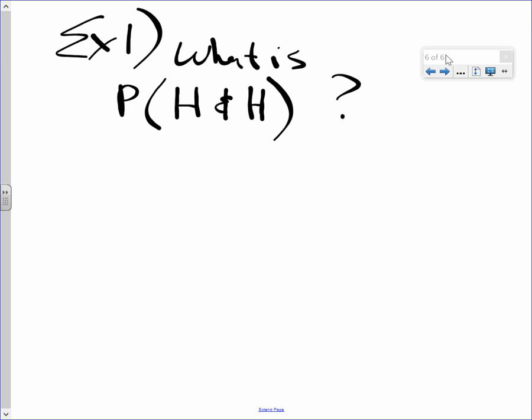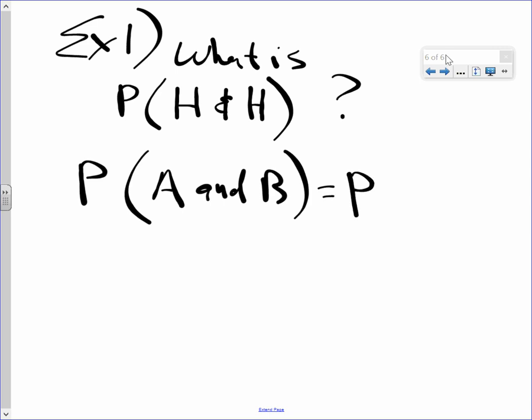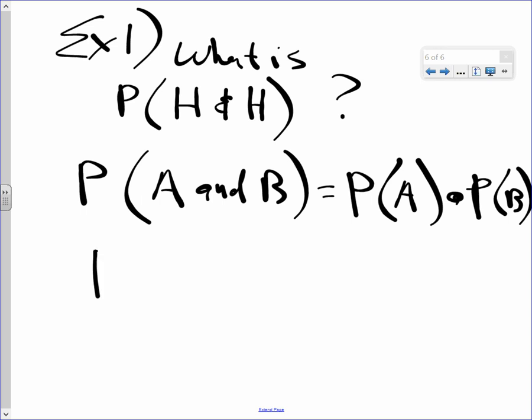Look at the bottom of your paper, in the midsection. You have the formula for independent events. The probability of A and B is equal to the probability of A happening times the probability of B happening. This is for independent events. It even says it right there in your note guide. So let's plug in. My A would be heads, and my B would be another heads. I'm just following the formula.